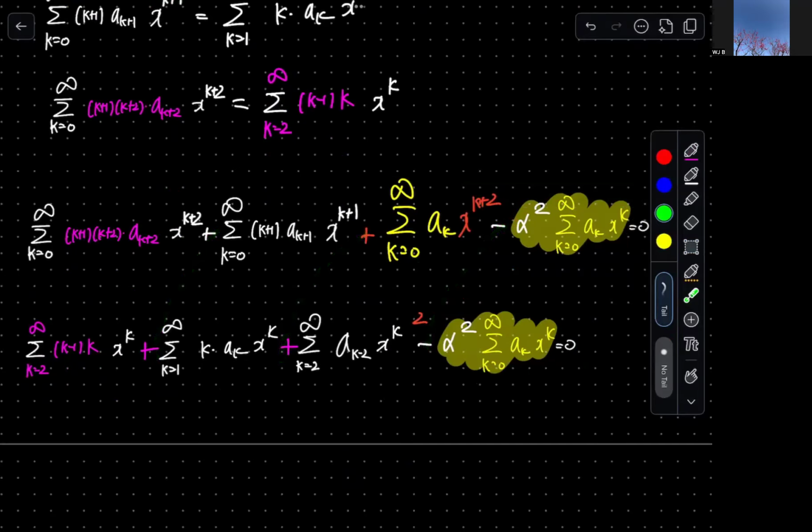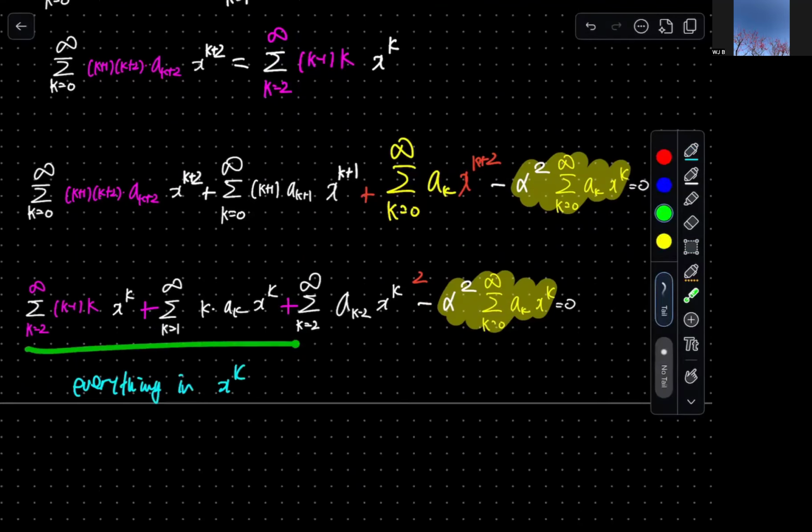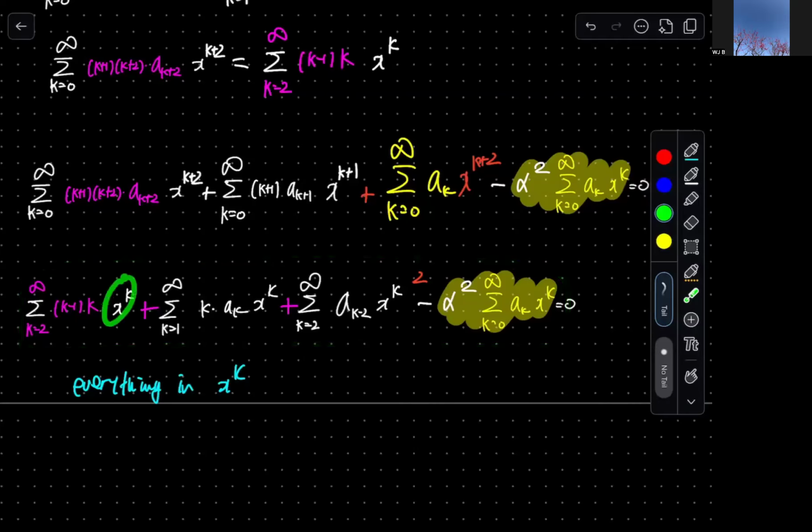Okay, that's great. But the whole point of doing this is so that everything can be put into the power of k. However, here's a problem. If you look closely at the given equation, this starts with the quadratic term.